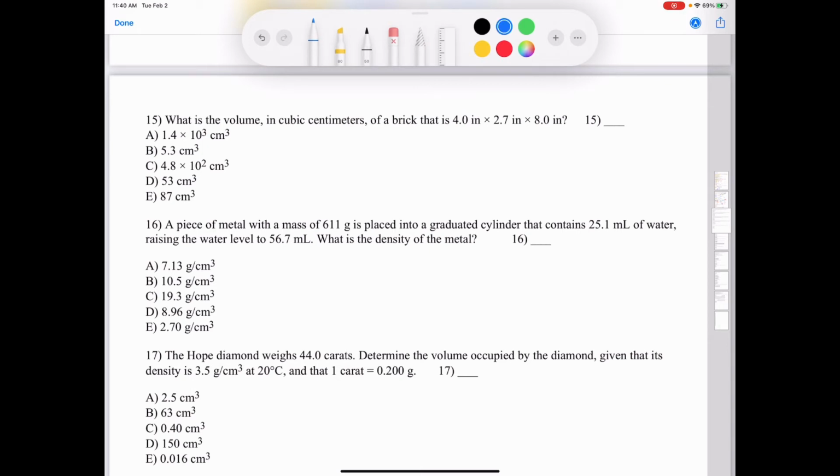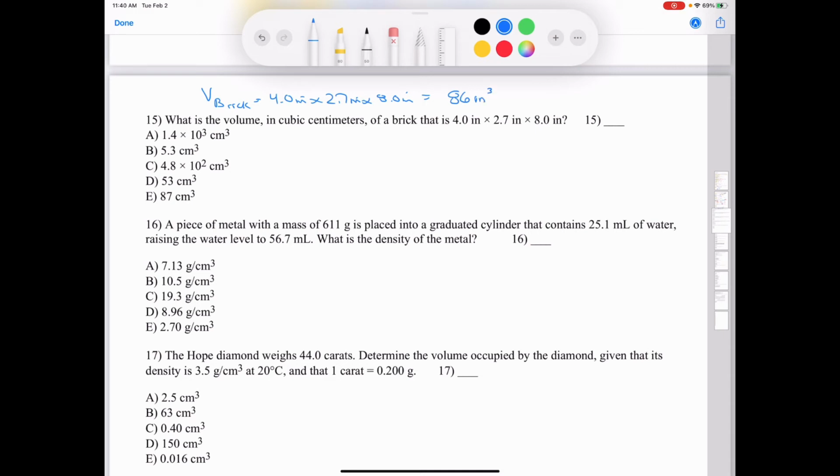So the volume of the brick. Sorry, it's a brick. Let me back up here. The volume of our brick is equal to 4.0 inches times 2.7 inches times 8.0 inches, right? Because a brick is going to have 3 sides with 3 different lengths. And when you punch all that in your calculator, you end up with 86 cubic inches. So 86 inches to the power of 3.